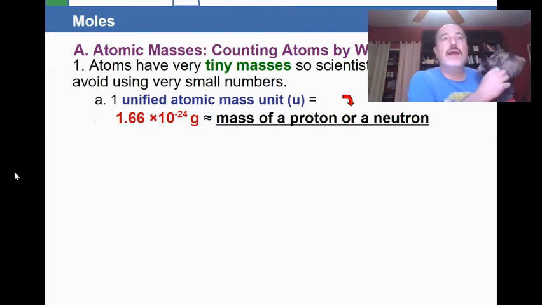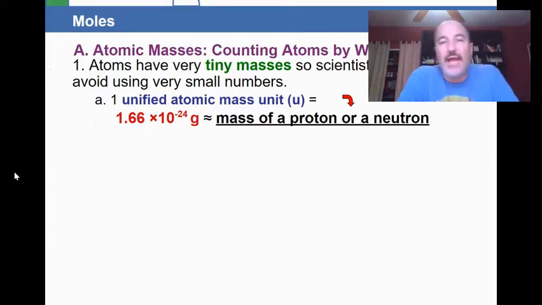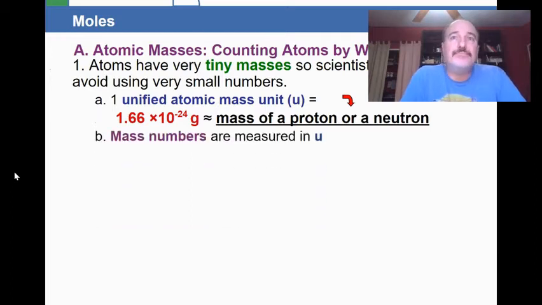This is Murray. So 1.66 times 10 to the negative 24th grams. Now, just so you know, that is the mass of a single proton or neutron. So if you're trying to figure out the mass of an individual atom and it has, let's say, 6 protons and 8 neutrons, you just add them up. 6 plus 8 is 14, and you would say that individual atom has a mass of 14 U's, or unified atomic mass units. This is what the mass numbers are. So when you have carbon 14, the C14, that's what it's talking about.